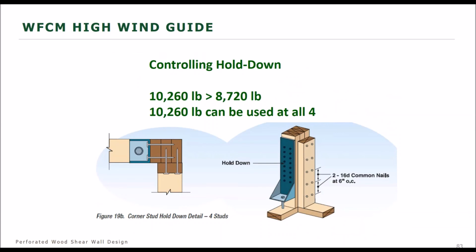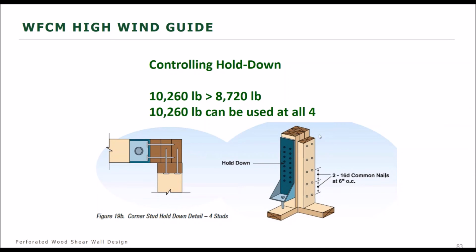So we're going to specify the larger hold down capacity, obviously is going to control. So we'll need a hold down of 10,000 with a capacity of 10,260 pounds at all 4 corners of our structure. And in this illustration, you can see how it's detailed such that we only need to include 1 hold down at the corner, but we do need to provide shear transfer between the walls.